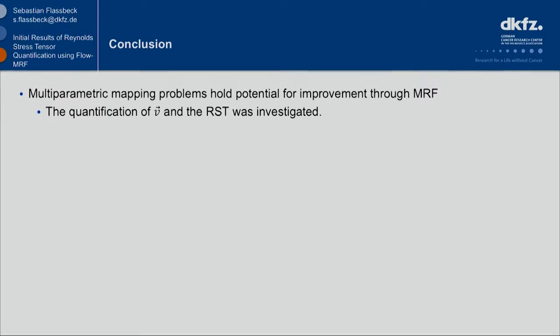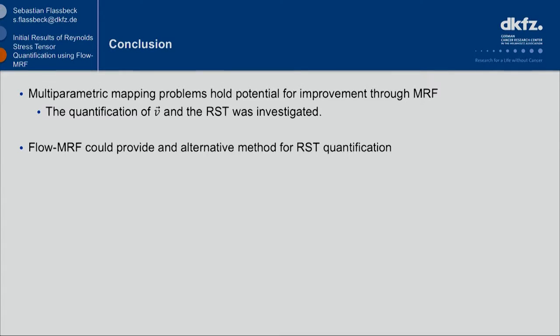So to conclude, in my opinion, there's always potential gain to be had once we deal with multi-parametric mapping, and here we investigated the use of fingerprinting with the quantification of the three-dimensional velocity vector and the Reynolds stress tensor, so the complete set of 9 parameters. It's potentially an alternative method to quantify the Reynolds stress tensor.